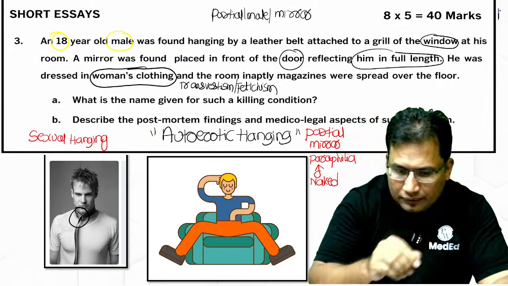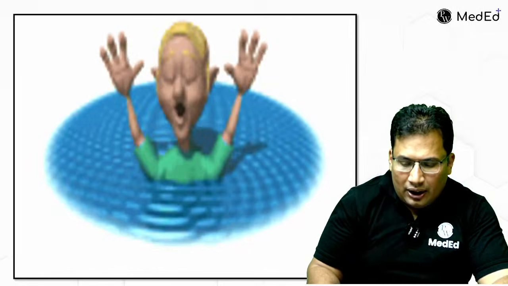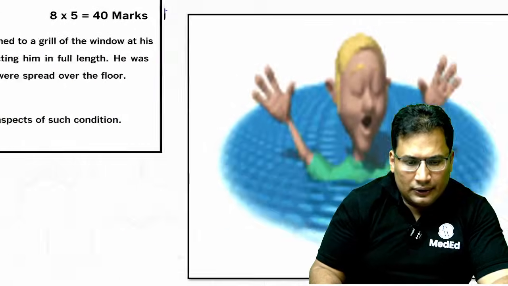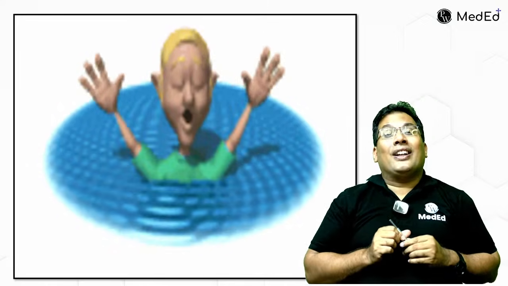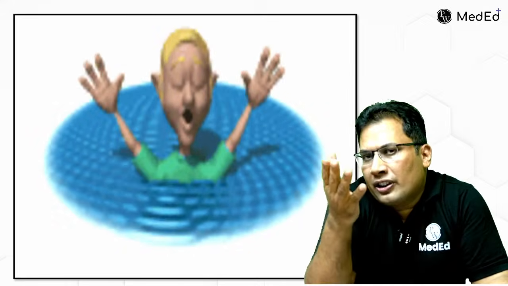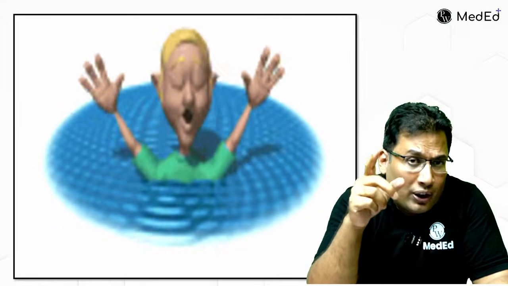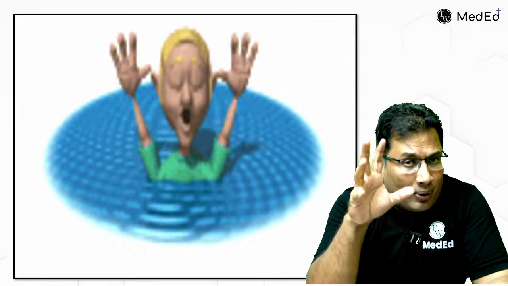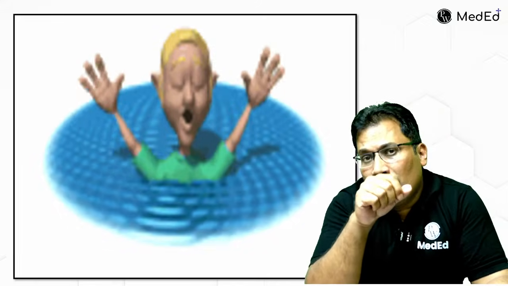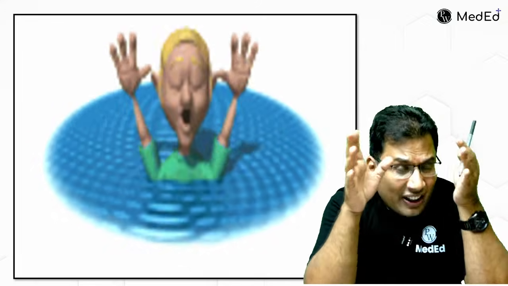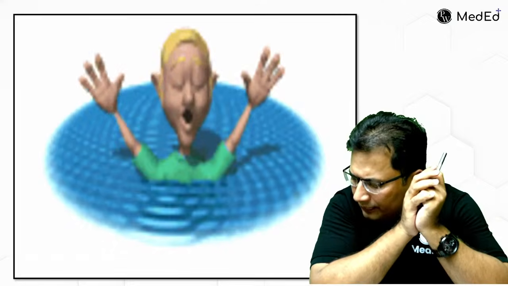Okay. So the next important question, the favorite of examiners, is drowning. What is drowning? Types of drowning, postmortem findings, and medico-legal importance. Sometimes the question can be asked about the difference between freshwater drowning and seawater drowning. Favorite of examiners. Okay.